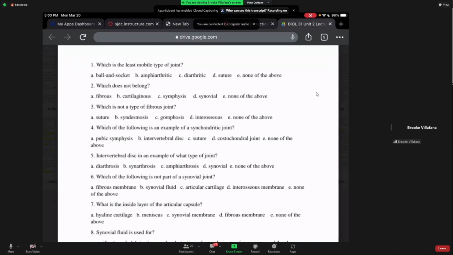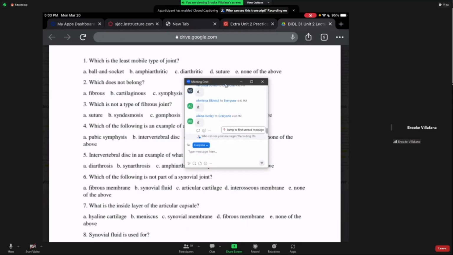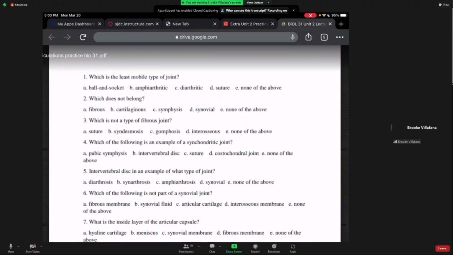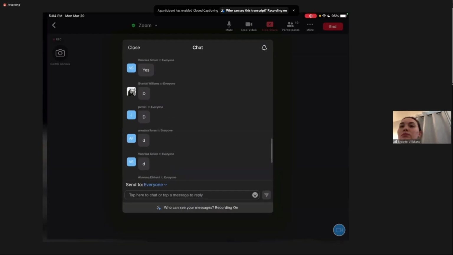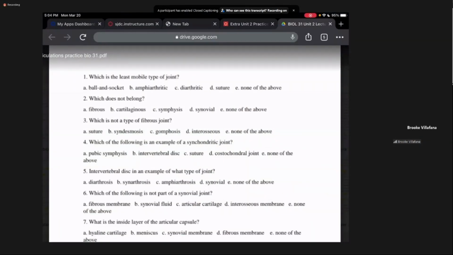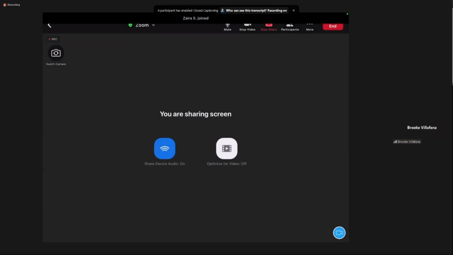Recording in progress. All right, so let's start with number 1, and we'll do our little recap of articulation. What is the least mobile type of joint for number 1? Perfect. Everybody said suture, so that would be right. Remember that the suture is found in the skull, so that's going to be your least mobile type of joint.